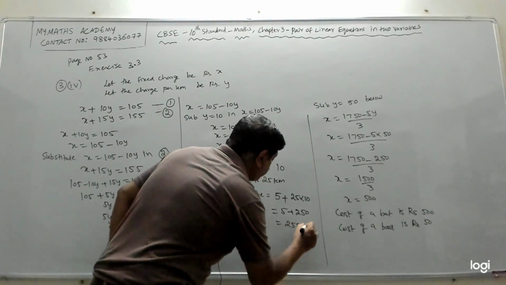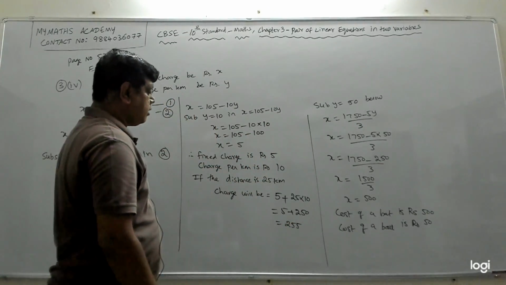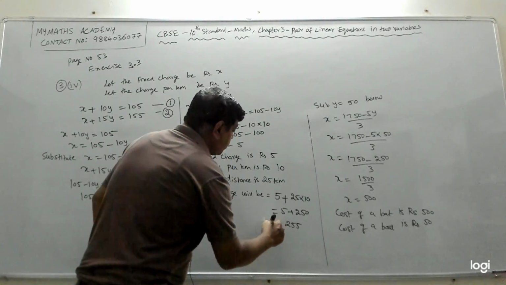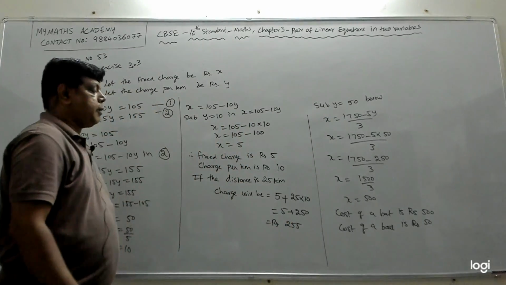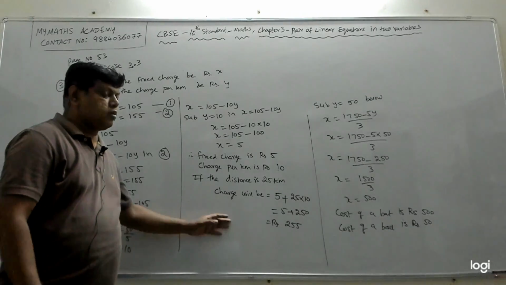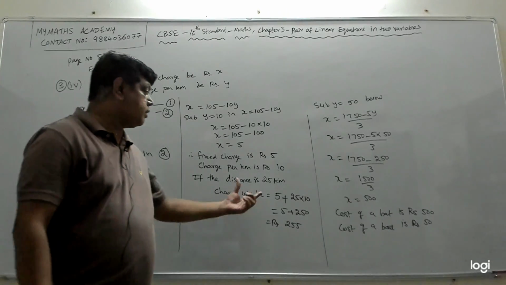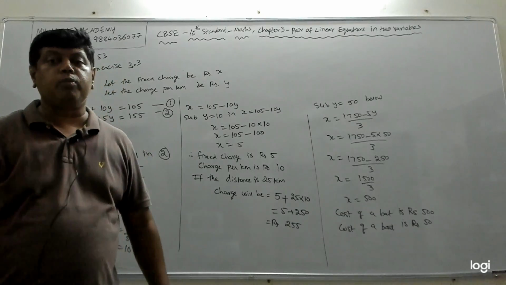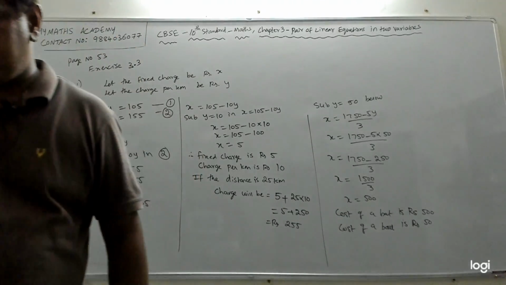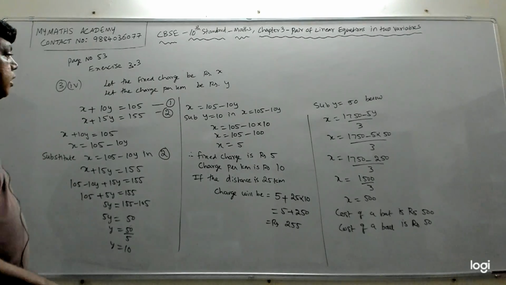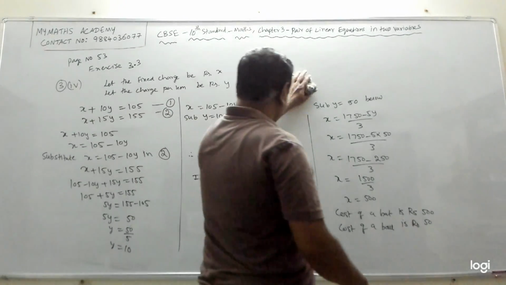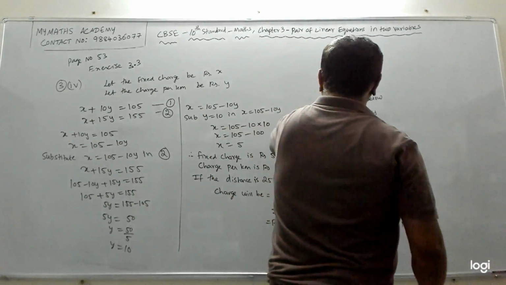So 255 is the fare, equal to rupees 255. So a person who is traveling 25 kilometers will have to pay rupees 255. Fine. Now let's go to the next one, which is the fifth problem.